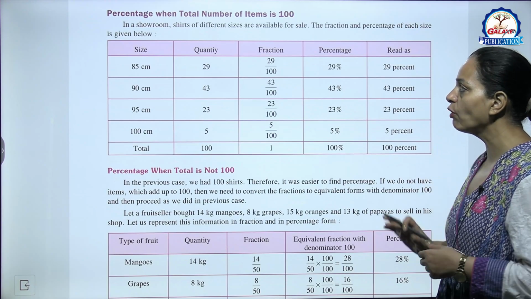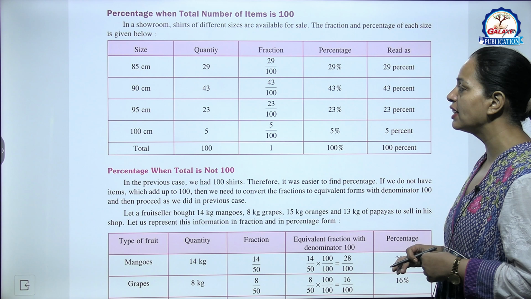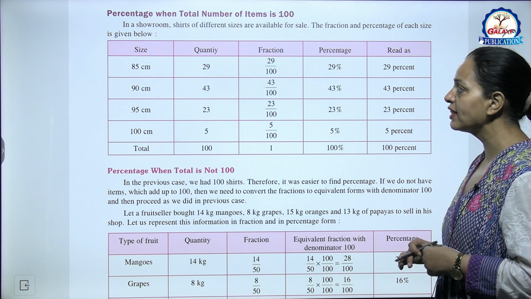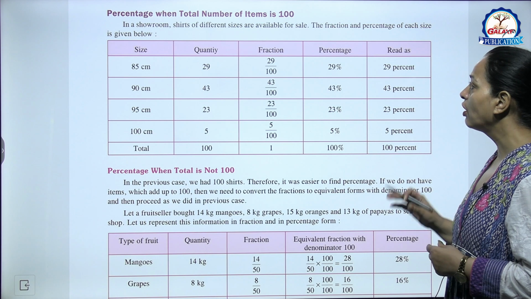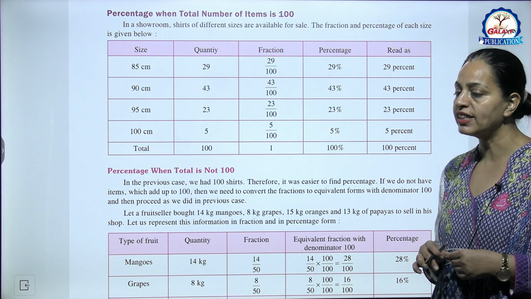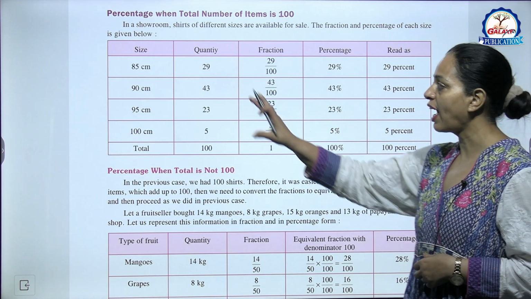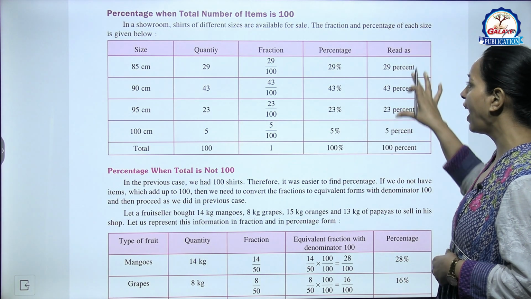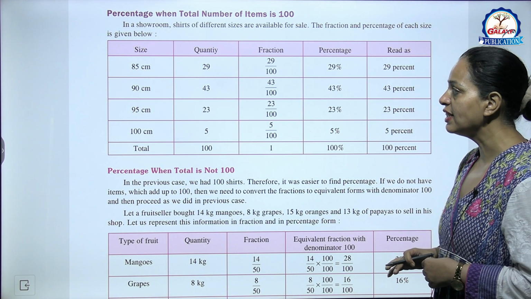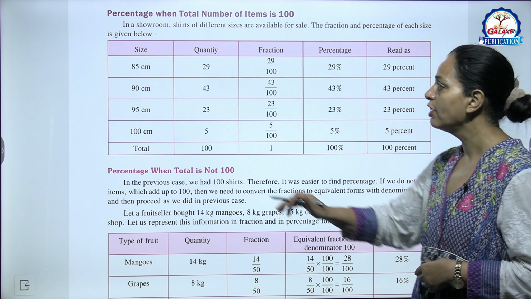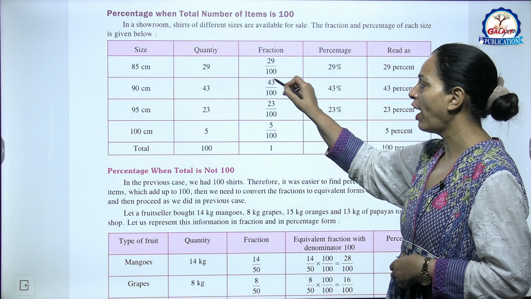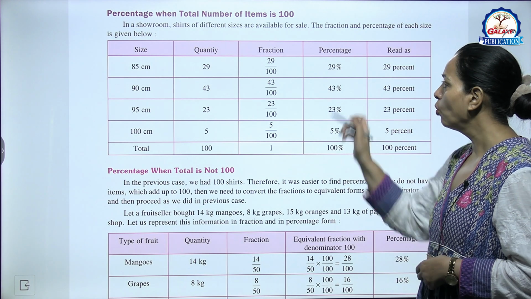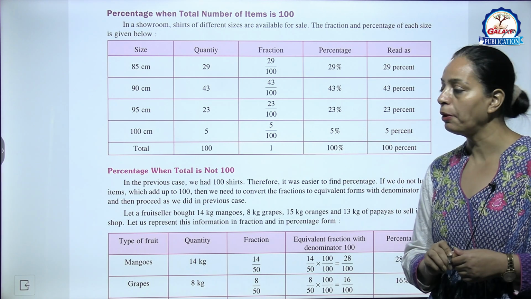Now percentage when total number of items is 100. In a showroom, shirts of different sizes are available for sale. The fraction and percentage of each size is given below. Size, quantity, fraction, percentage and how to read. See, size 85 centimeter, quantity 29 and fraction is 29 upon 100. So, percentage 29%.